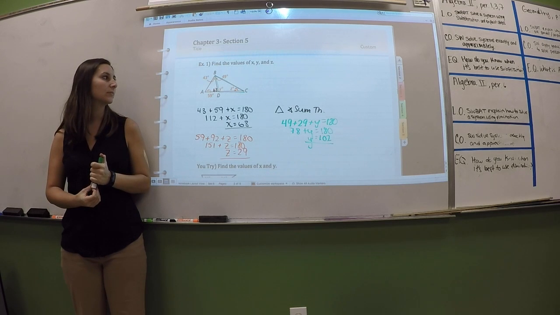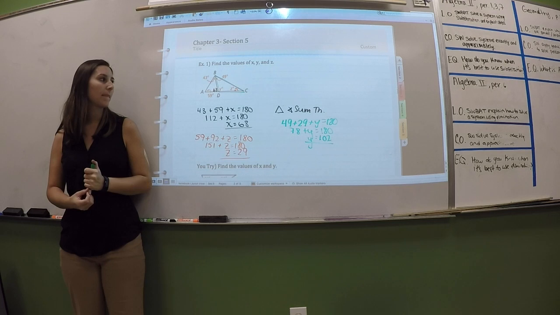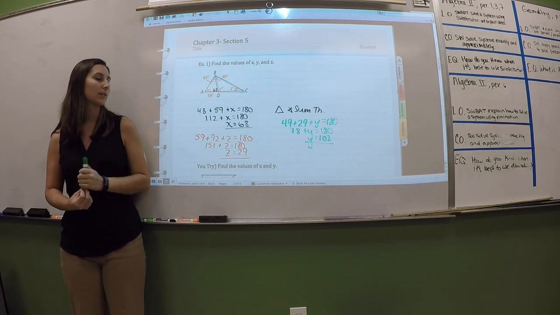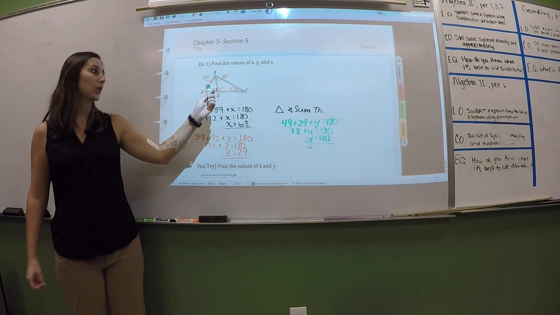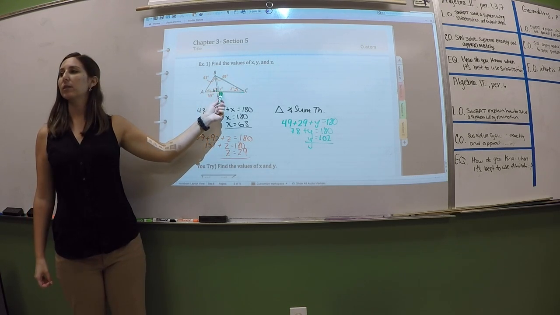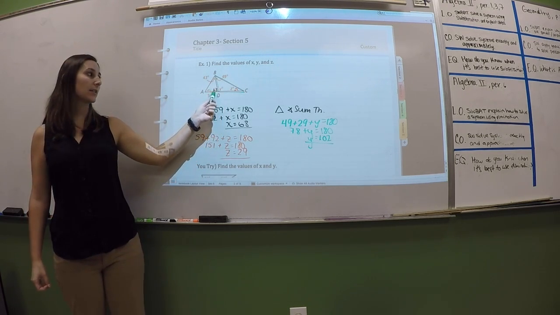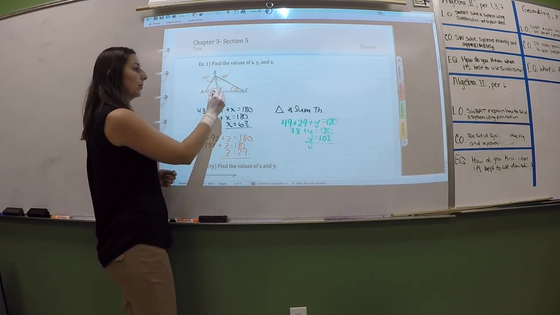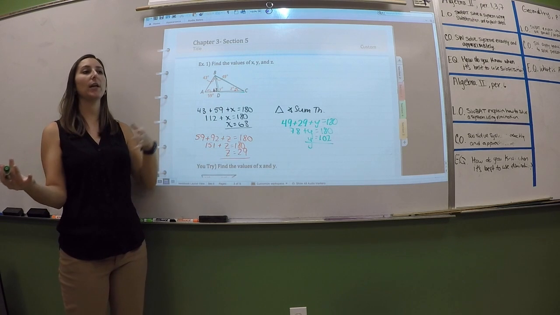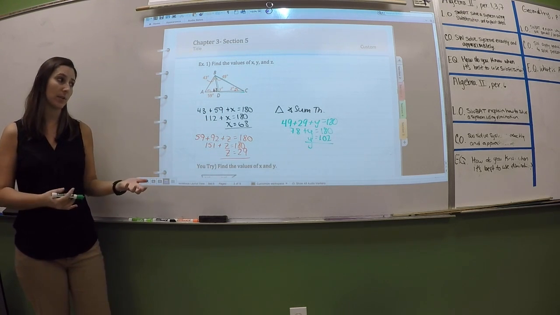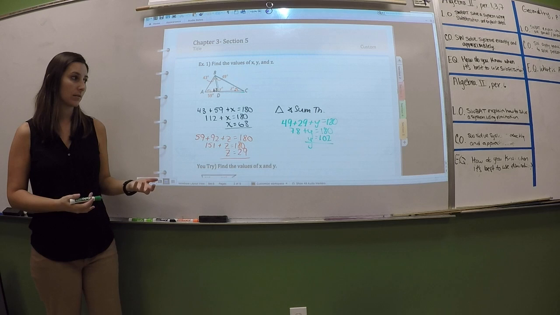Can you do 68 plus 29? You could just do 29 plus 68, they all add up to something. They form a linear pair. Look at y, look at 68. These two angles form a linear pair, so those are going to be supplementary. So you could have just done 68 plus y equals 180 as well, and it would have been the same thing. And it saved time.